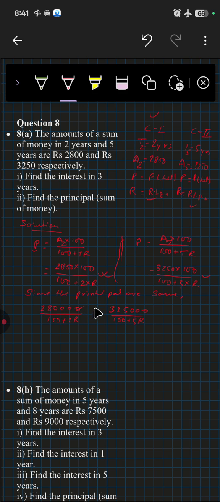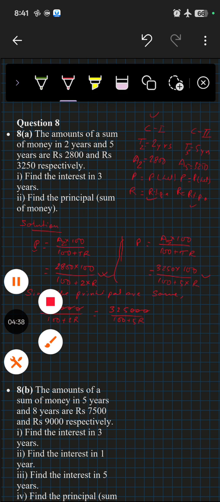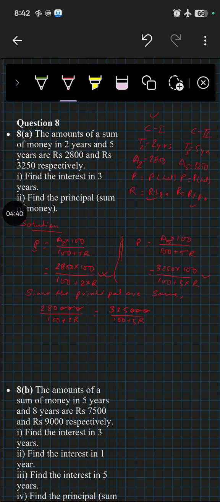Now we can reduce the 100 on the top because the equal to sign is there. 3 zeros here, 3 zeros here. Still, if you want to cut, you can cut among them. If you don't want to cut, you can cross multiply. So when you cross multiply, it will be 28 into 100, 2800, plus 5R into 280.